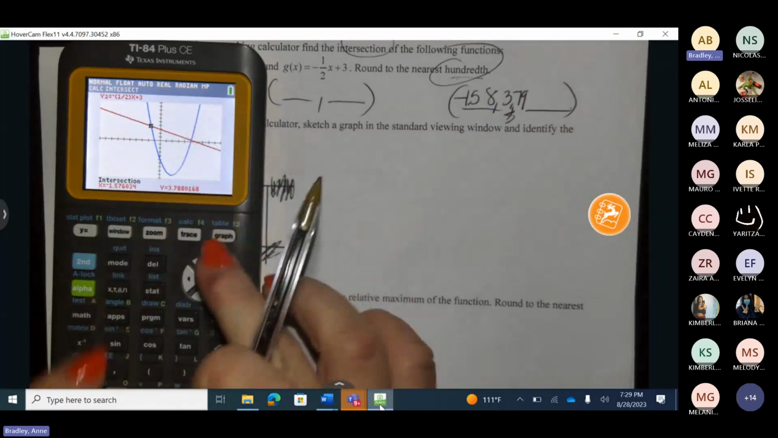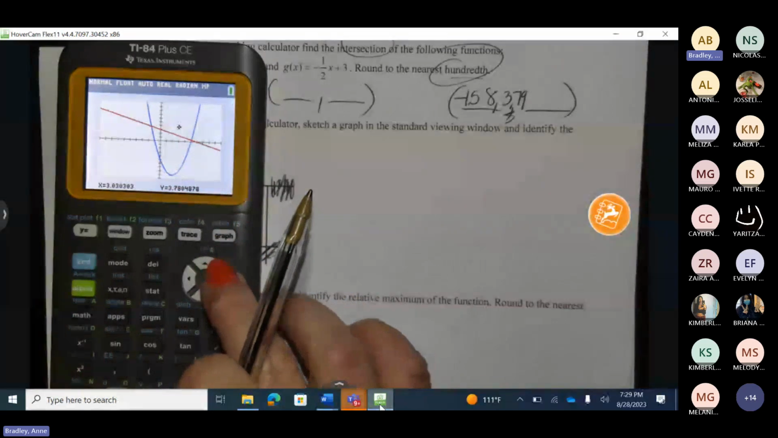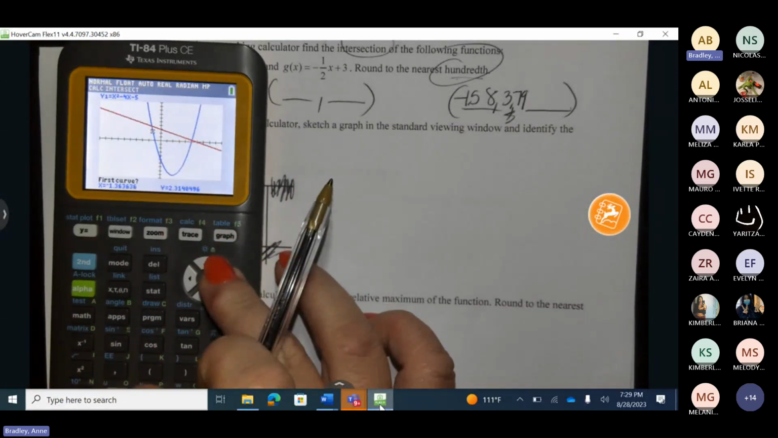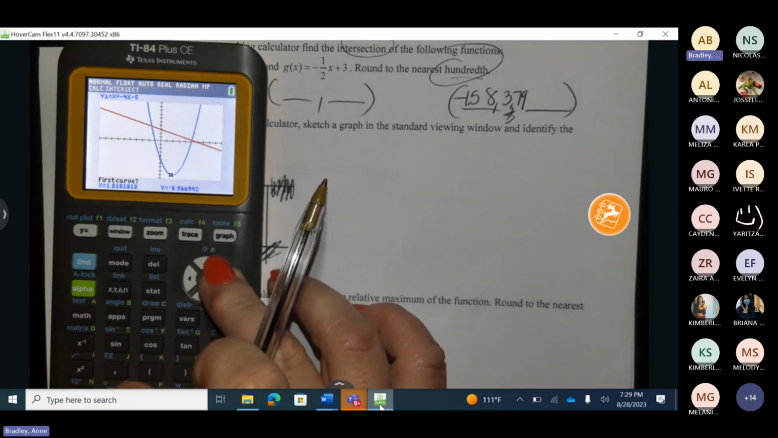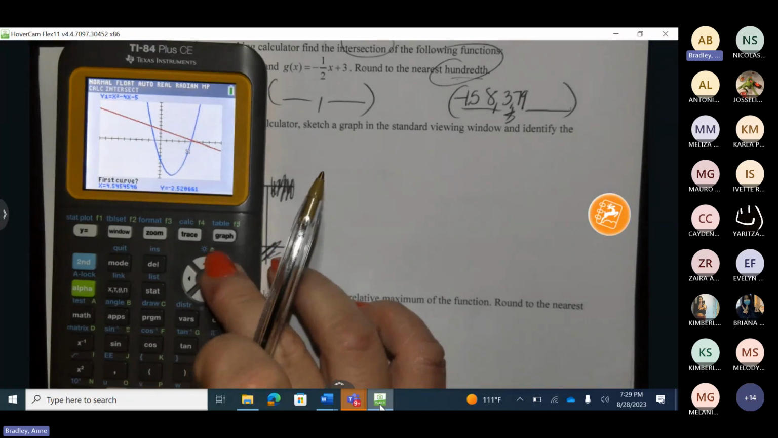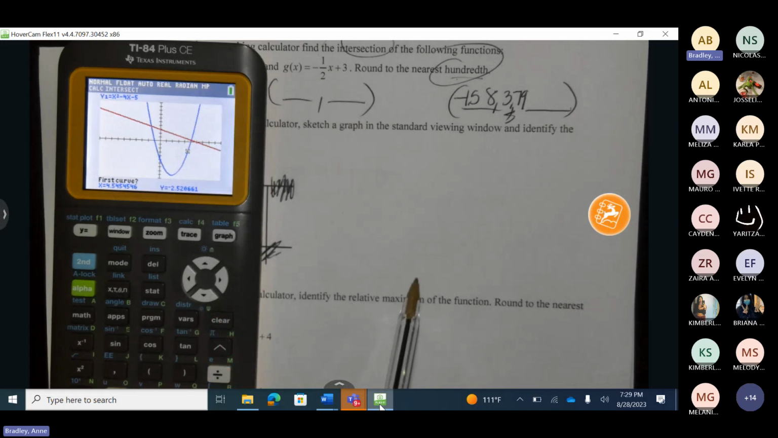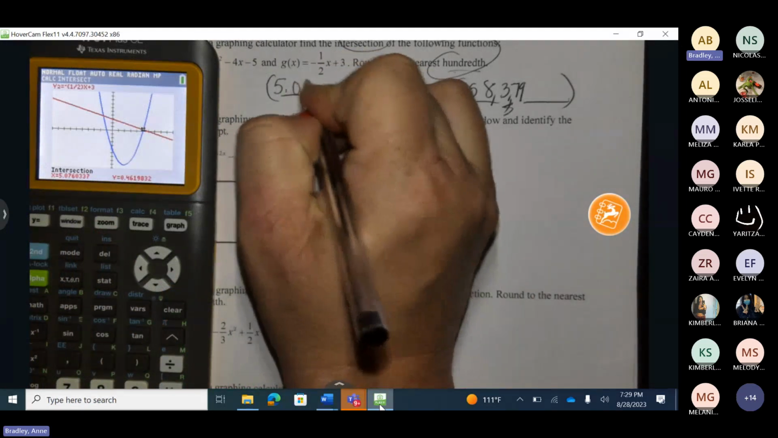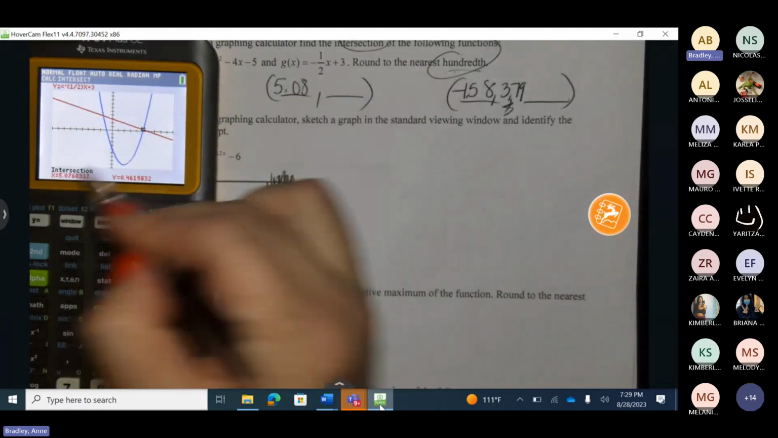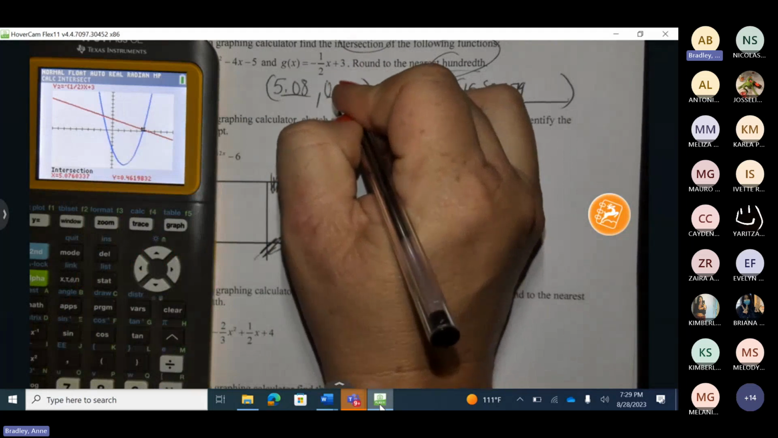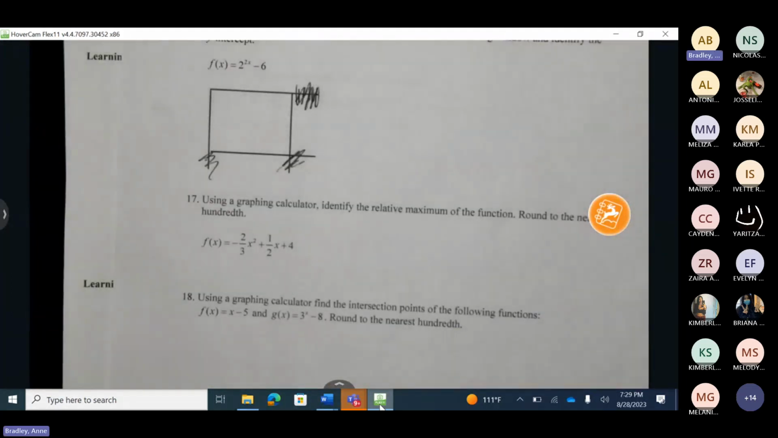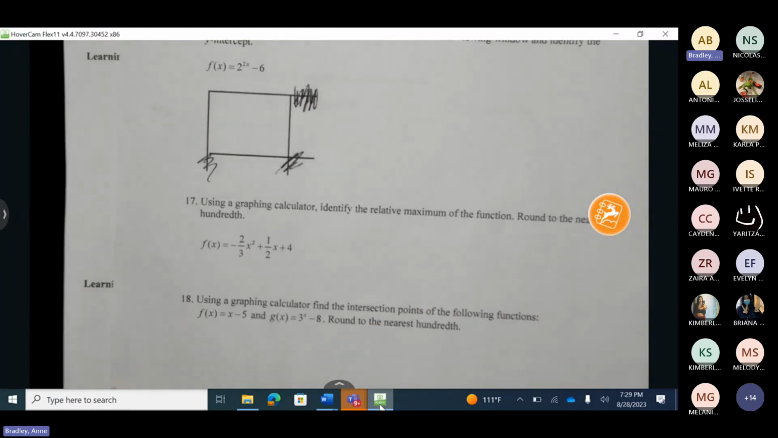Now let's find the second one. We're probably going to have to move our cursor a little bit closer to where it is. Second, trace, intersect again. Again, you're going to move a little bit closer to where your next intersection point is before you hit enter. When you have more than one intersection, enter, enter, enter, and here we go. 5.08, rounding to the nearest hundredth, and 0.46. I'm going to clear my calculator and go on to number 16.